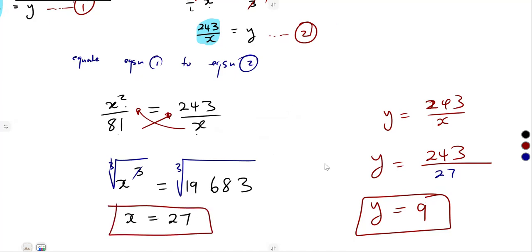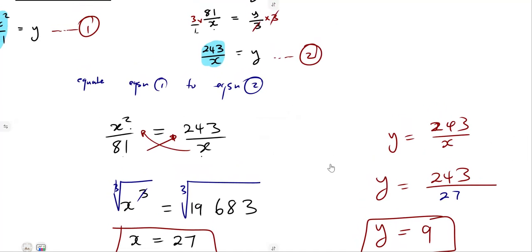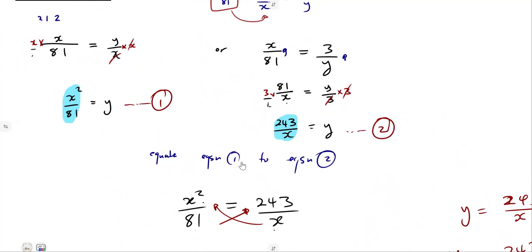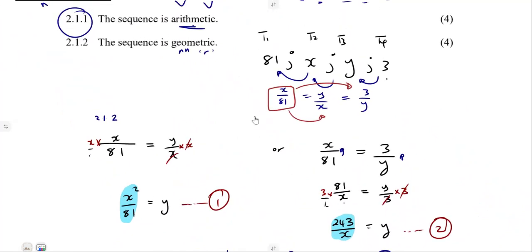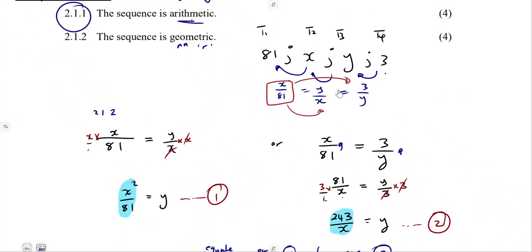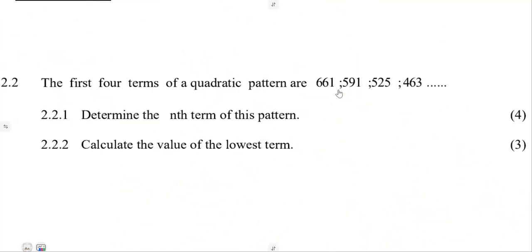X is equal to 27 for the condition that we are given as a geometric sequence. The ratio is constant, the same throughout, if it is a geometric sequence. So that is how we can simply attempt these typical questions. We just have to try and do more questions.